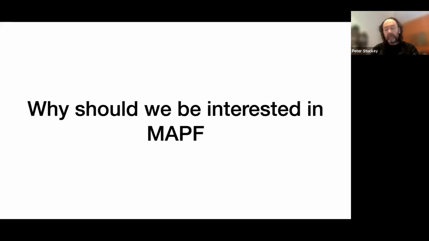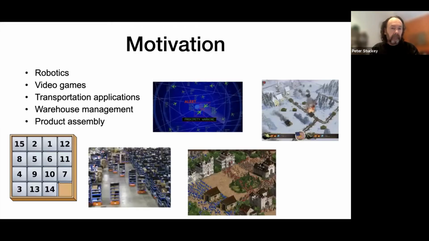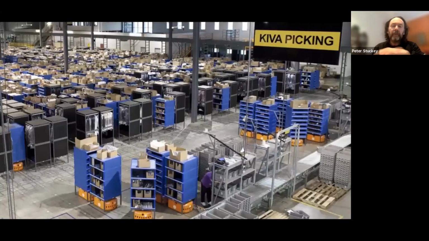So why should we be interested in MAPF? Well, actually, MAPF occurs in a lot of problems. In robotics and video games, transport applications, production assembly. But the one that's really motivated its use nowadays, most importantly, is warehouse logistics. Modern fulfillment centers have hundreds and hundreds of robots running around, and they have to not run into each other. And so this is why this problem is of particular interest nowadays.